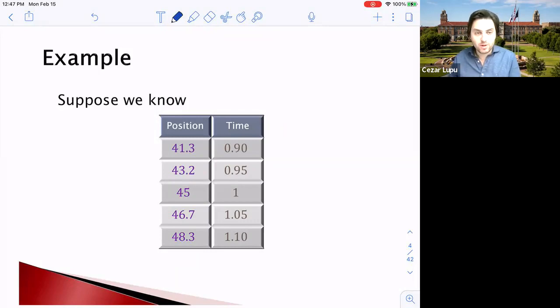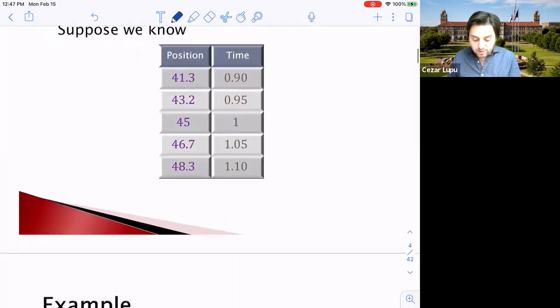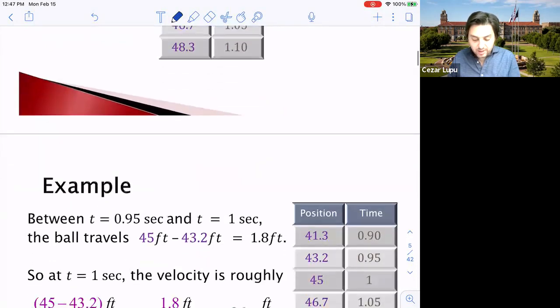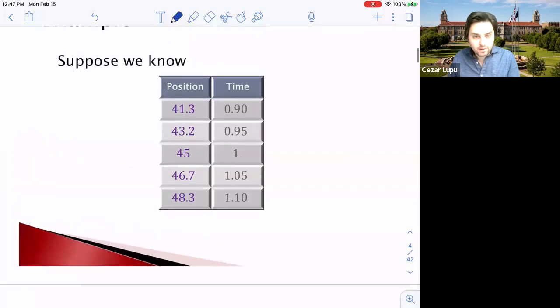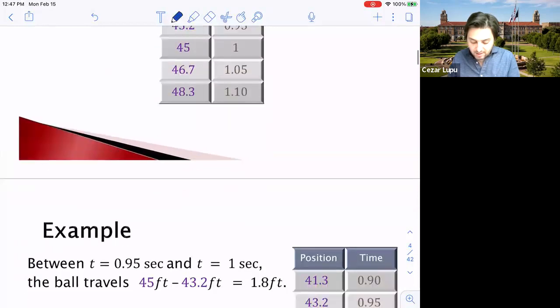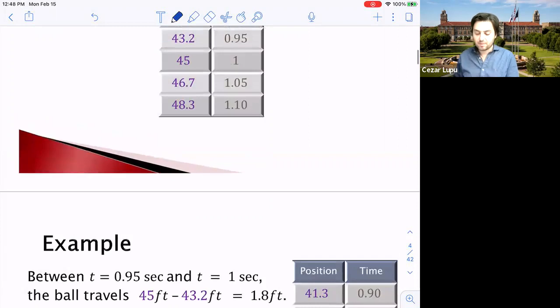So suppose we know this. Well, if we know this, let's see what happens. We would like to see on this example here, keep this data in mind. So 41.3, 0.9. Let's look at this, and let's translate this a bit. So at 41.3, the time is 0.9. So let's analyze this very, very carefully.